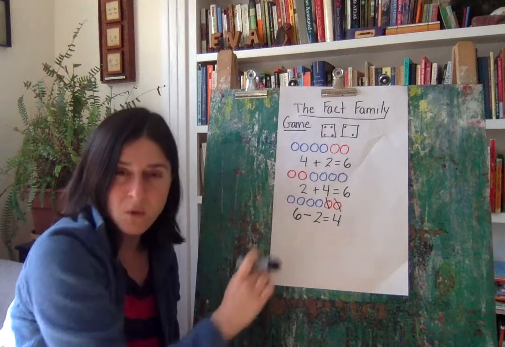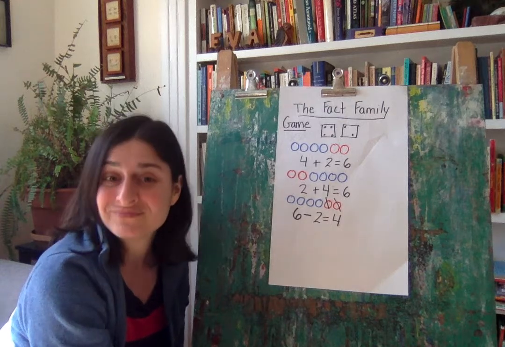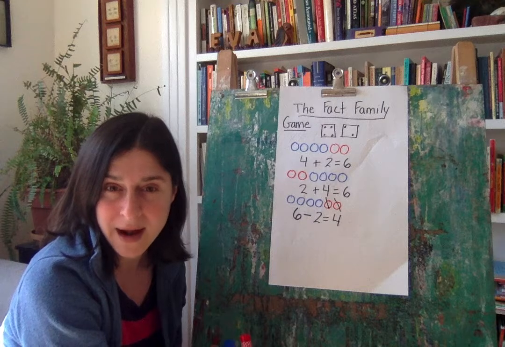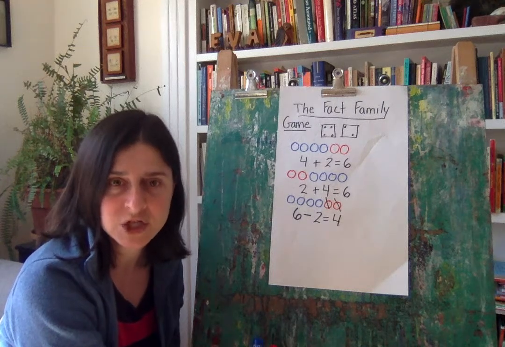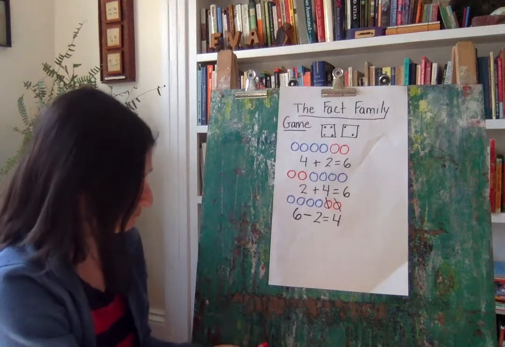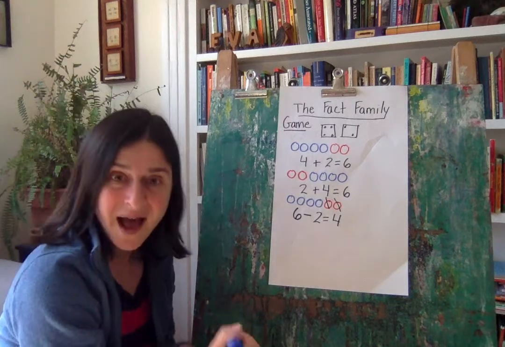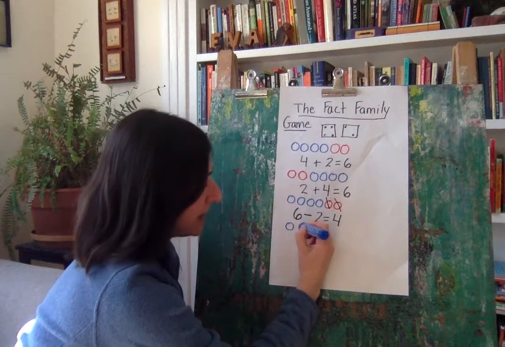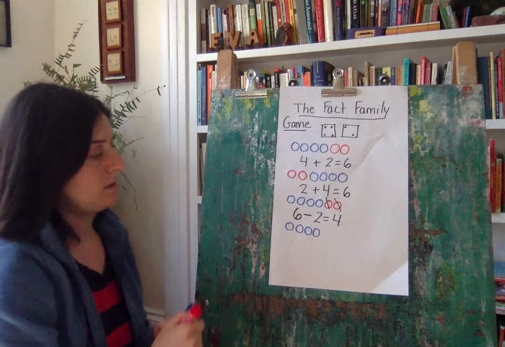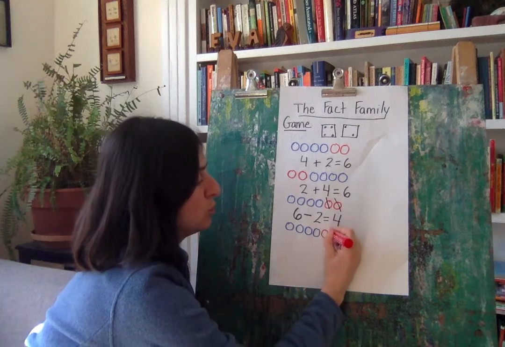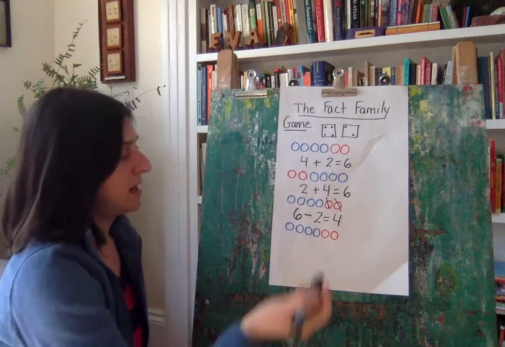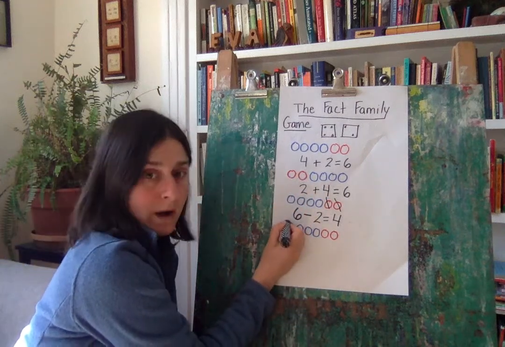Are there any more equations I could make? The answer is yes. I can make one more. I can make one more subtraction equation. What do you think I'm going to do? Yeah, I'm going to start with 6 again. 1, 2, 3, 4 blue, 2 red. But to make a new equation, I'm going to take away 4 this time.